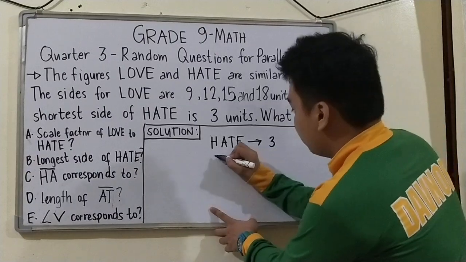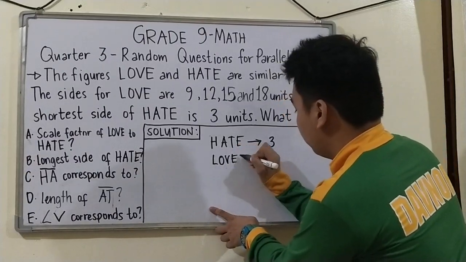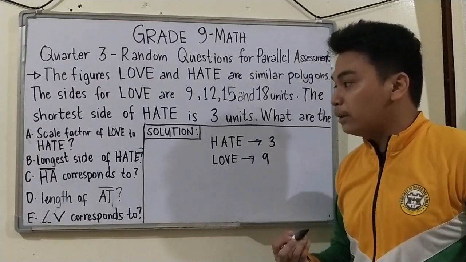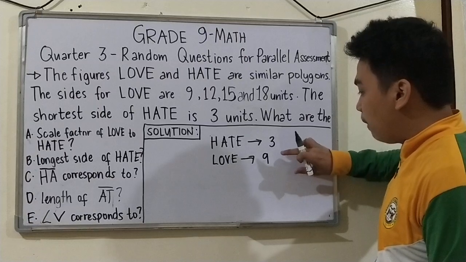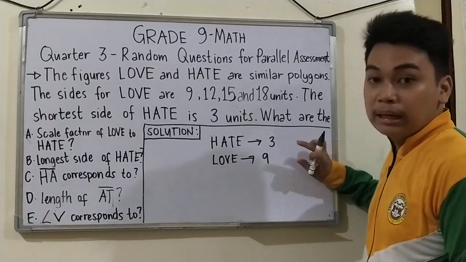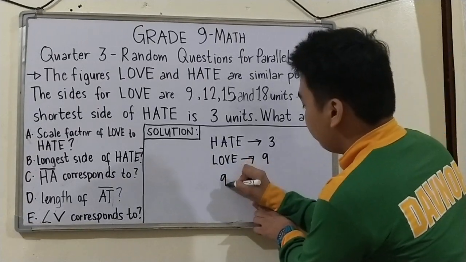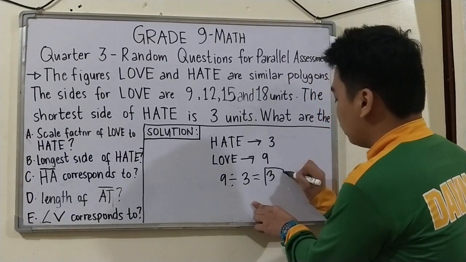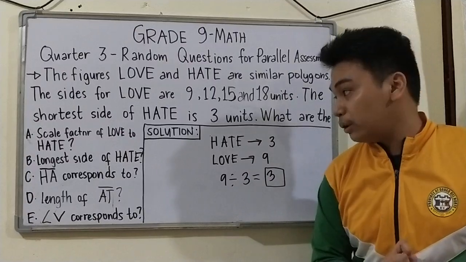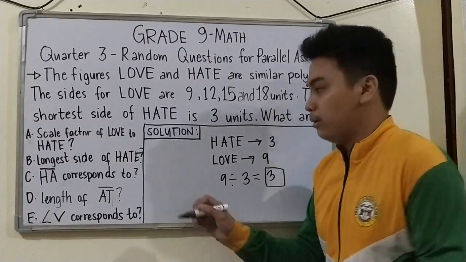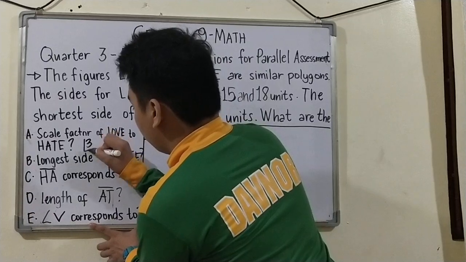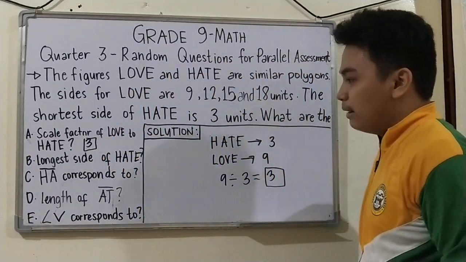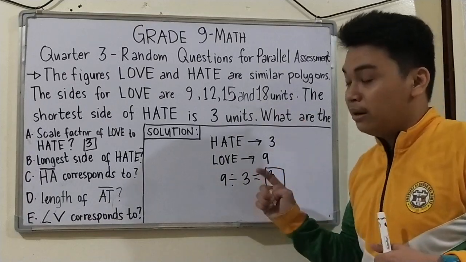Okay, so for love, the shortest side is 9. To find the scale factor of love to hate, we are going to divide 9 by 3. So 9 divided by 3 is equal to 3. That means that 3 is the scale factor of love to hate. So our answer for letter A is 3. Now let us proceed to question B.